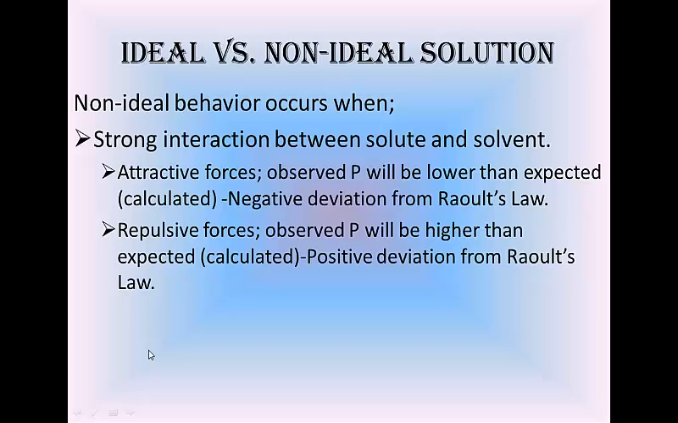Positive deviation from Raoult's law occurs when there's a repulsive force between the solute and the solvent. In that situation, the solute is repulsing the solvent particles, actually kicking them out faster, and the solvent is escaping easier than originally thought. Your actual, or experimentally observed, pressure of the solution is going to be a larger value than the calculated one, because those are the solvents being kicked out.